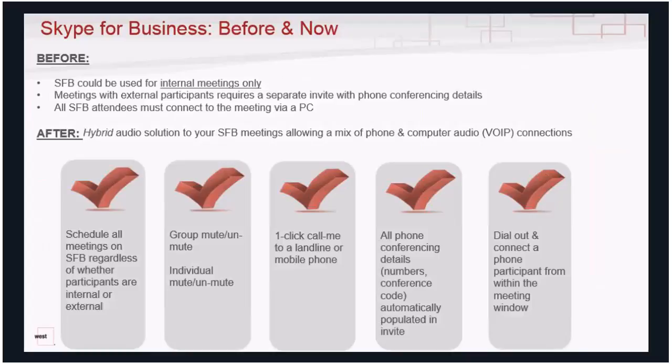With the hybrid solution, you schedule meetings regardless of participants, whether they are internal or external. You get complete audio control, where you can mute all participants at once, or you can individually mute someone. You can use the call me function to dial out to your phone and use your PSTN whenever you're running low on internet, or you would like to use your phone for your audio. And your full audio conferencing dial-in information appears when you send the meeting invite, and gives you the privilege to dial out someone with the dial a friend option and connect someone into your meeting.